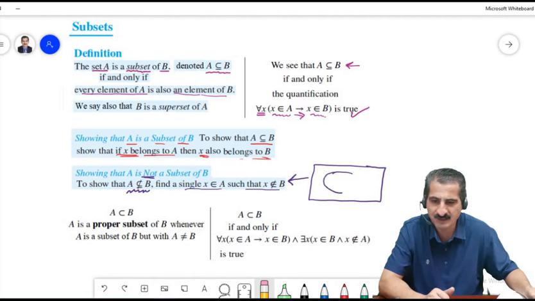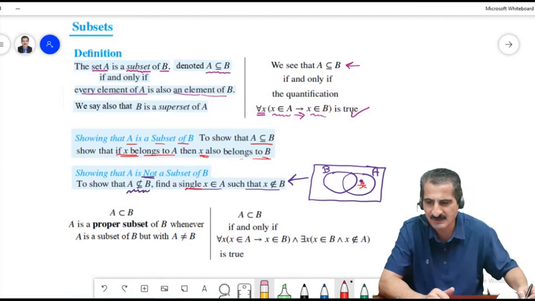To show that A is not contained in B, assume this is the set B, and that A is not contained in B. There must be an element which is not in B, but that element is in A. So A may share some elements with B or not. This is A, but now we have this element here. If we call it X, then X belongs to A, but it does not belong to B, and that is enough to show that A is not contained in B.